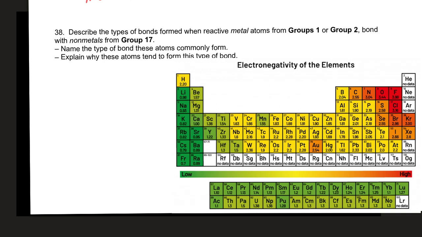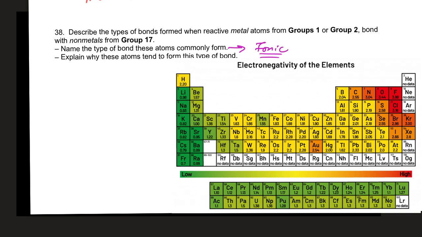and similar numbers here for group 2 elements beginning with beryllium. So they're going to be bonding with group 17, which are going to be these elements over here. Let me change the color on this pointer. So that's going to be over here with fluorine. And then look at the number, 3.98, 3.16 for the chlorine, and even for iodine is 2.66. So the numbers are pretty big. So the type of bond that forms, because there's a huge difference here, is going to be ionic.